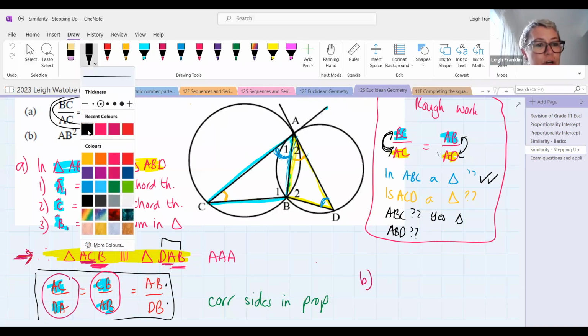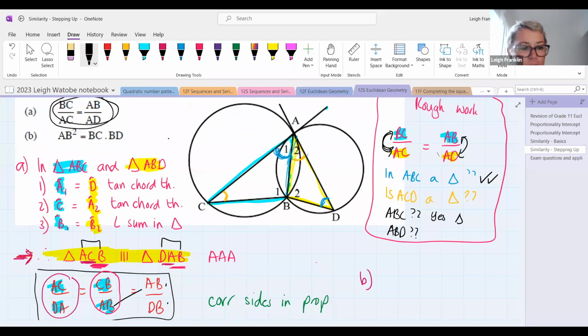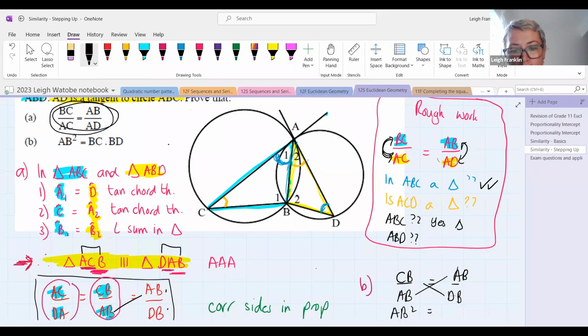Sorry, and then just to finish it off, it was these two proportions over here that we were working with in the last question. So it was AB squared. In other words, we had CB over AB equals AB over DB. Then we needed to cross multiply to get AB squared, and cross multiply here to get BC times BD. We don't have to write the reason again because we've already written it here when we said corresponding sides in proportion. Lovely.